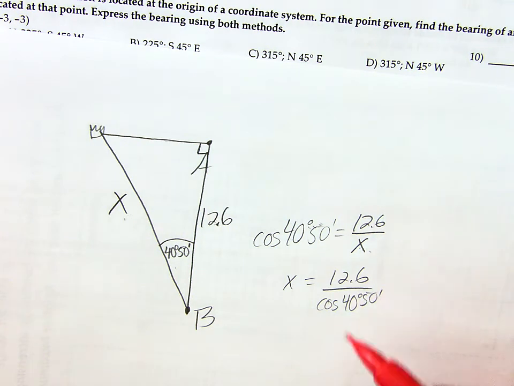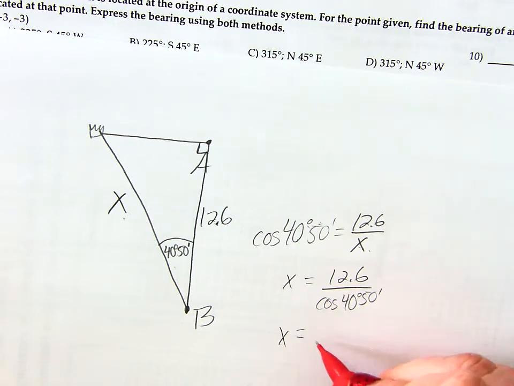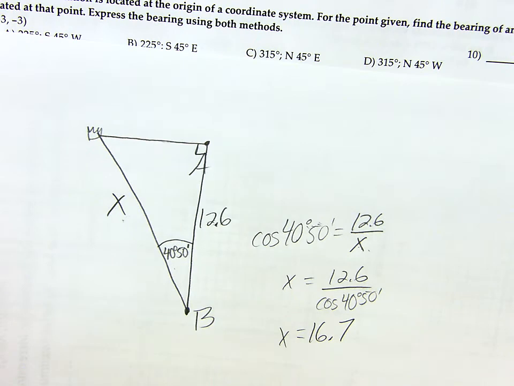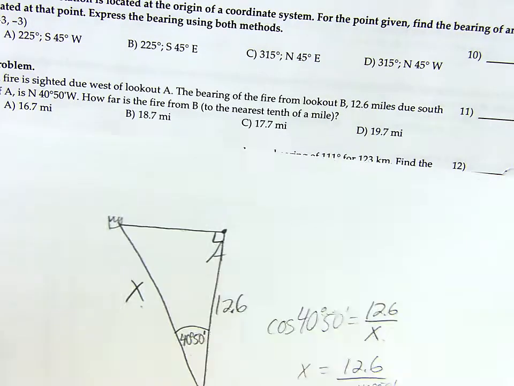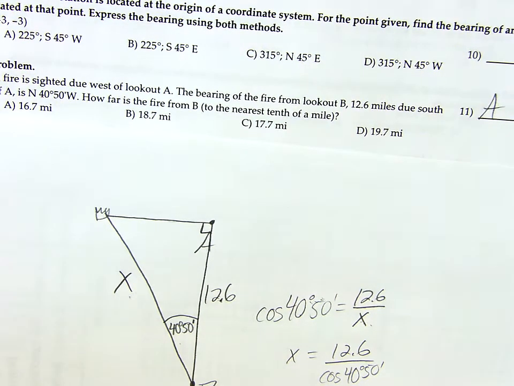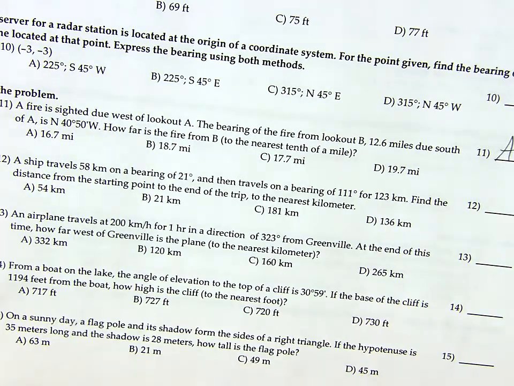12.6 divided by, now I'm going to put it in parentheses just to be extra careful, cosine 40 degrees 50 minutes. Close, hit enter. I get x is 16.7, which is a reasonable answer because I knew it had to be bigger than 12.6. So 16.7 sounds reasonable. I'm going with choice A on 11. What else can I do for you?